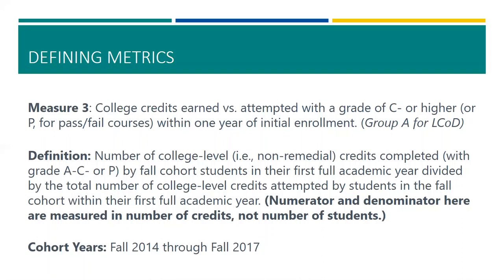So I want to caution the numerator and denominator here are not numbers of students, they are numbers of credits. However, they're reflecting the same students you would see in the other tabs. It's just you're looking at credits earned, not students earning credits. Again, this is an example of a metric that takes place within the scope of one school year. It doesn't require you to go to the following school year, which is why this is fall 2014 through fall 2017.